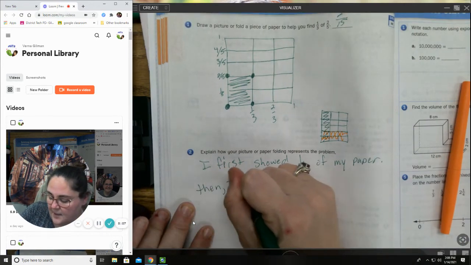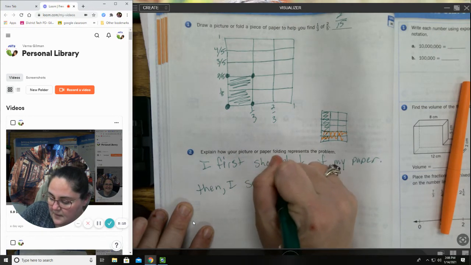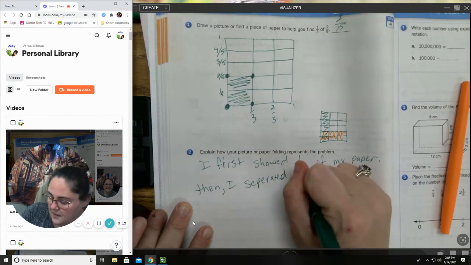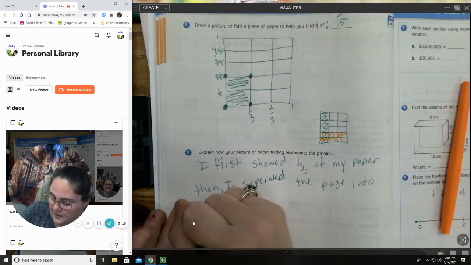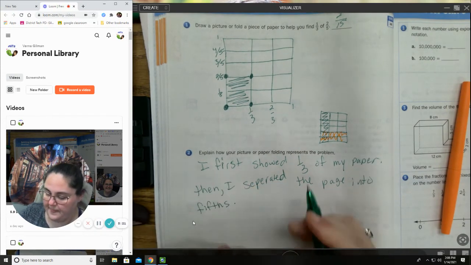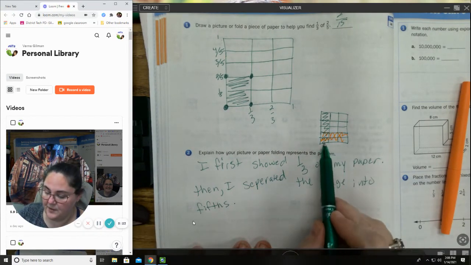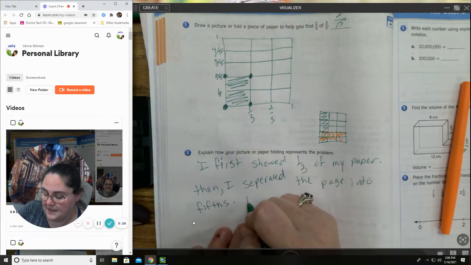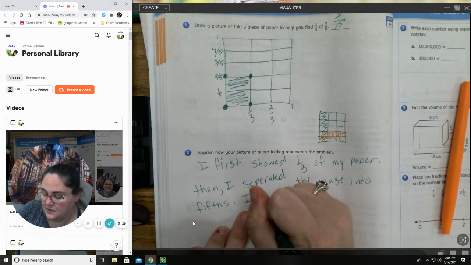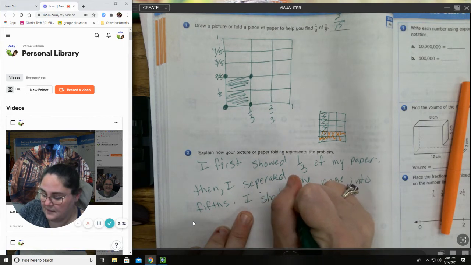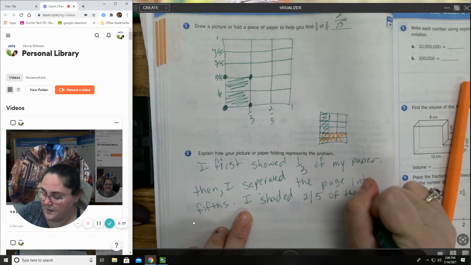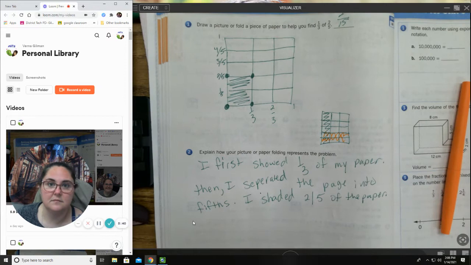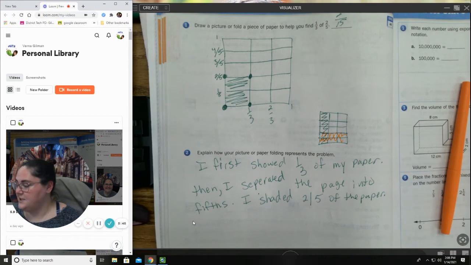Then I separated the page into fifths, right? So I first showed 1/3, then I separated my paper into fifths. I shaded 2/5 of the paper. Remember, I said I already showed it, I split it up into thirds, and then I shaded 2/5.